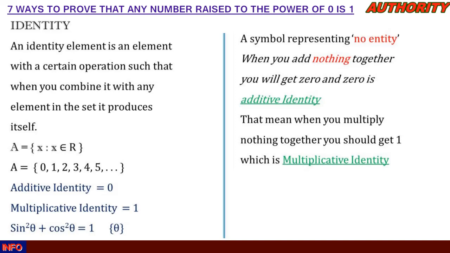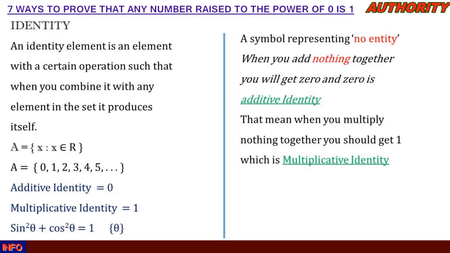Don't be confused. 0 is a number. But I'm talking about nothing here. So when you add nothing together, you're going to have 0. And 0 is additive identity. So likewise, when you multiply nothing together, you're going to have 1 because 1 is multiplicative identity. So if when you add nothing together, you get additive identity, that is to say, when you multiply nothing together, you should also get multiplicative identity, which is equal to 1.